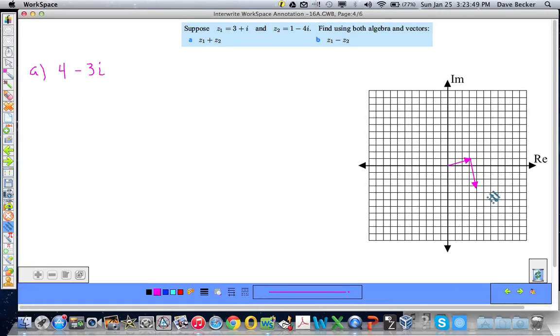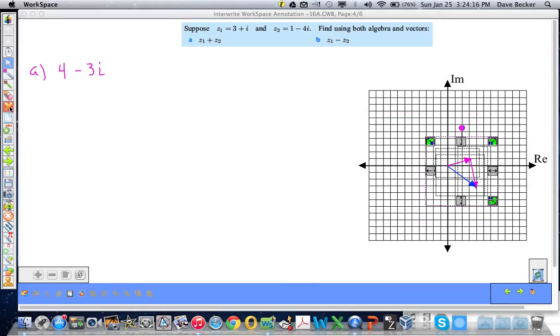Okay, and so the resultant vector right here, bam, should be 4 minus 3i, is it? 1, 2, 3, 4 on the real axis, and then down 3, 1, 2, 3 for minus 3i, and there we go. Okay, so hopefully that's not a big deal.